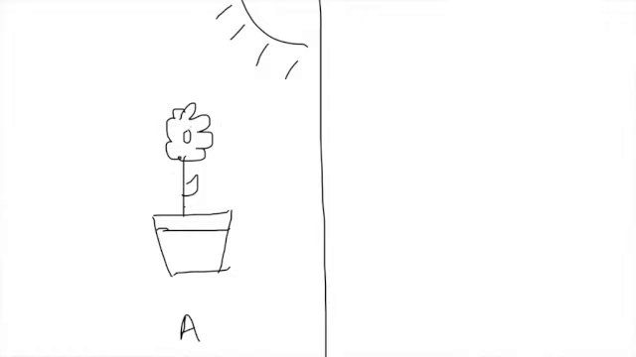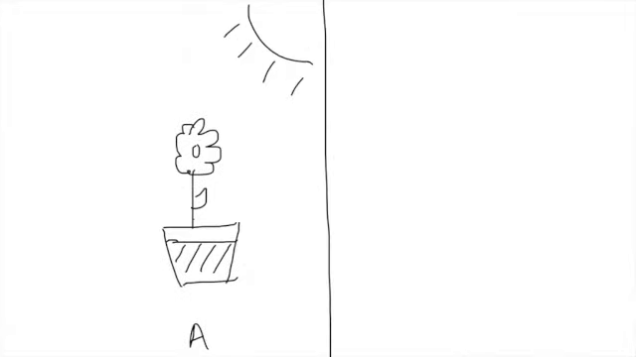We know that plant A is in a specific type of pot. We also know that plant A has a very specific type of dirt. We know that it is getting a certain amount of sunlight. We also know that plant A, this is my best attempt here at a watering can, is getting a certain amount of water every single day. Okay?